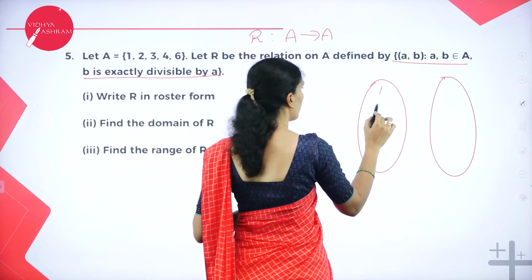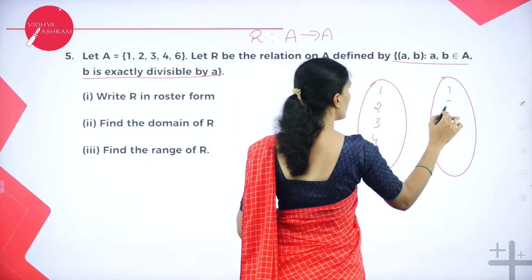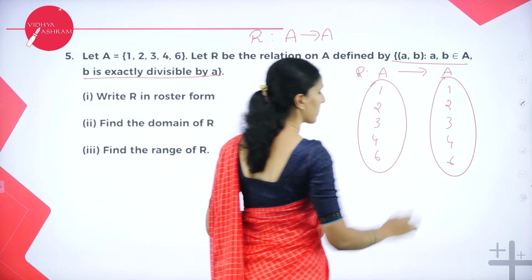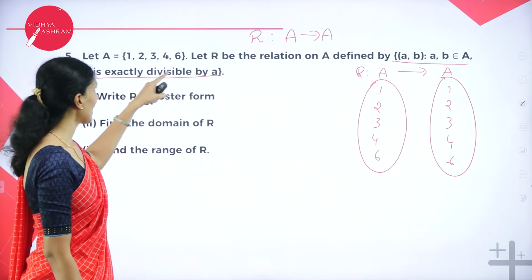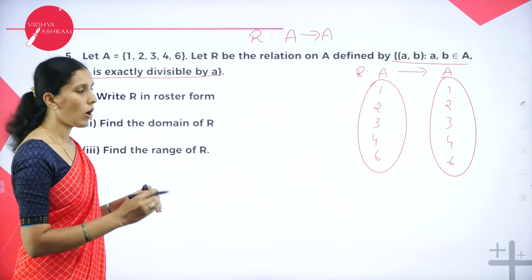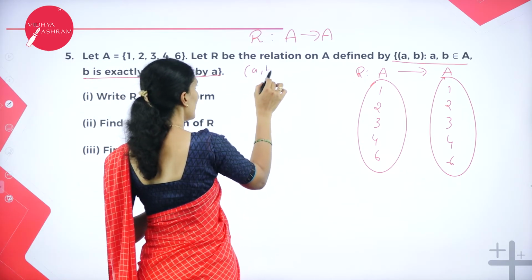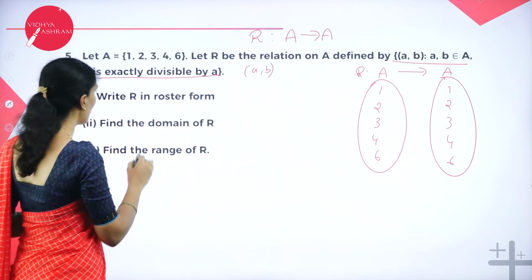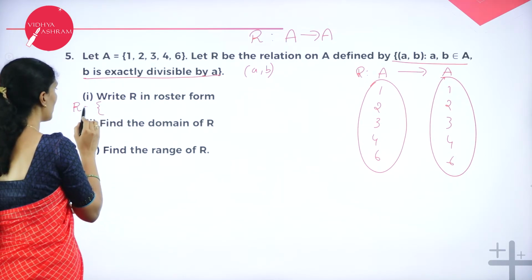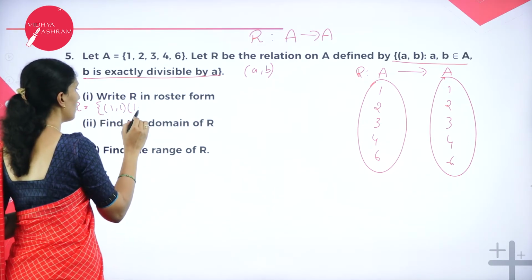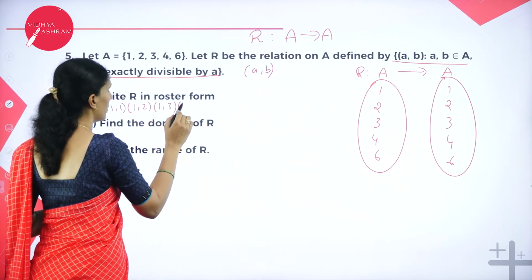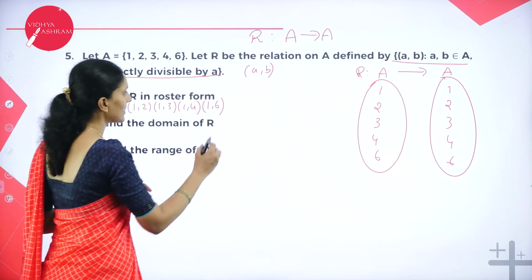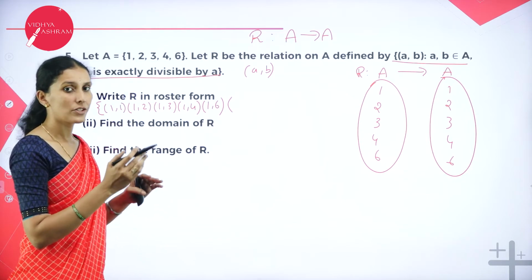We have the elements 1, 2, 3, 4, 6 on both sides. So a relation from A to A. What is the condition? b is exactly divisible by a. So when you write the ordered pairs in the form (a, b), the second element must be exactly divisible by the first. If I write this in roster form, R is equal to (1, 1) is possible, (1, 2), (1, 3), (1, 4), (1, 6) are possible because 1 divides all. Next, I cannot write (2, 1) because 1 is not divisible by 2.